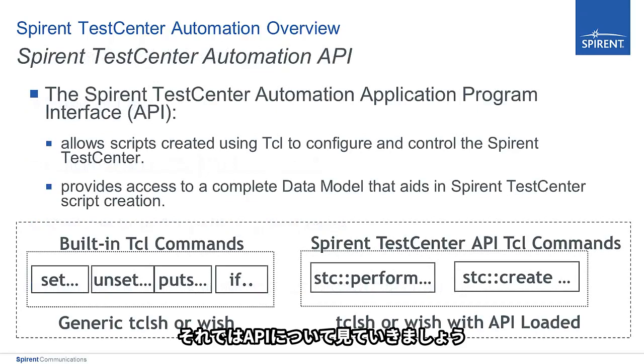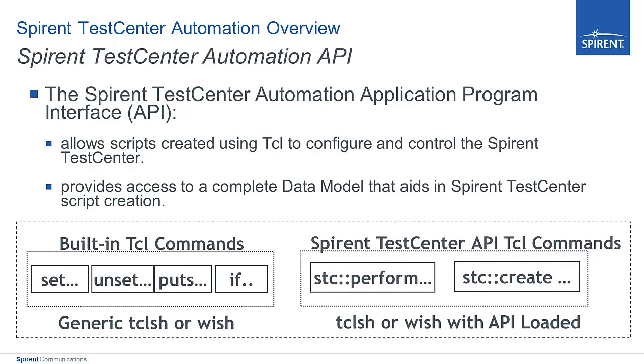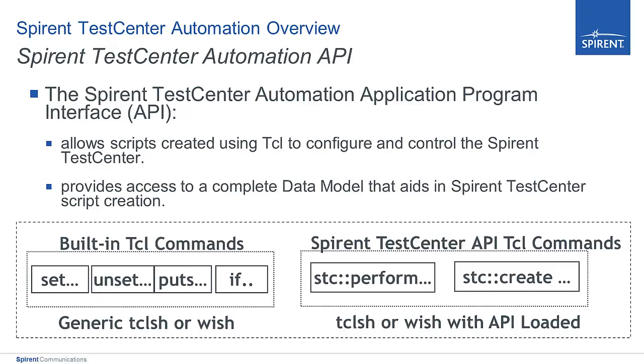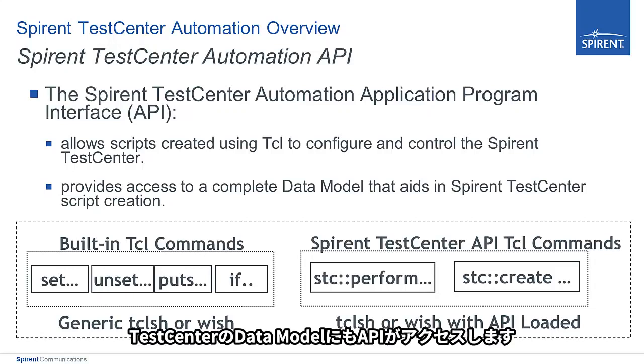Now we will take a look at the Spirent TestCenter Automation Application Program Interface, or API. The API will allow scripts created using TCL to configure and control the Spirent TestCenter. It also provides access to a complete data model that aids in Spirent TestCenter script creation.